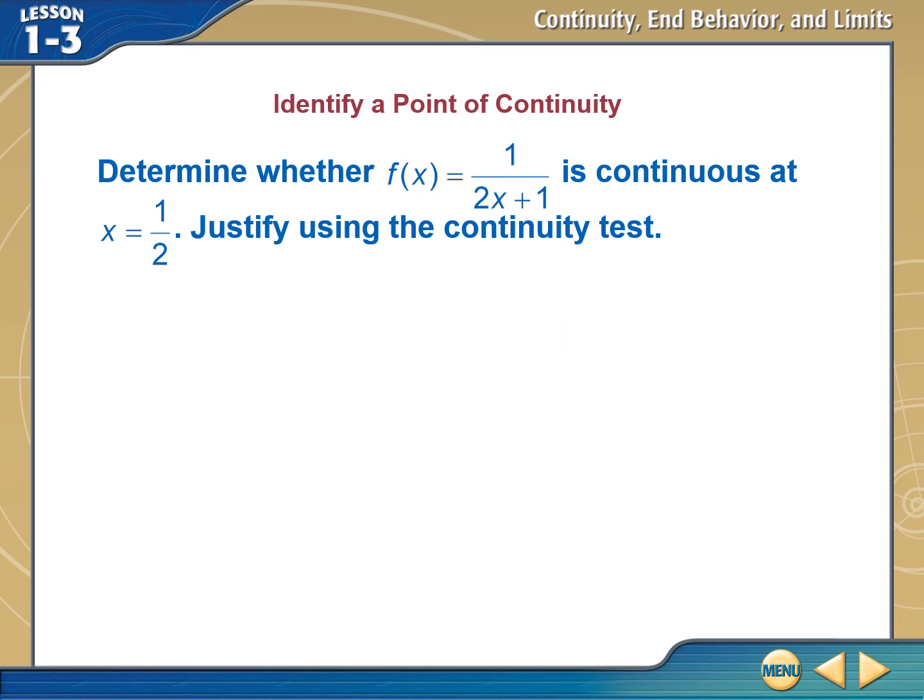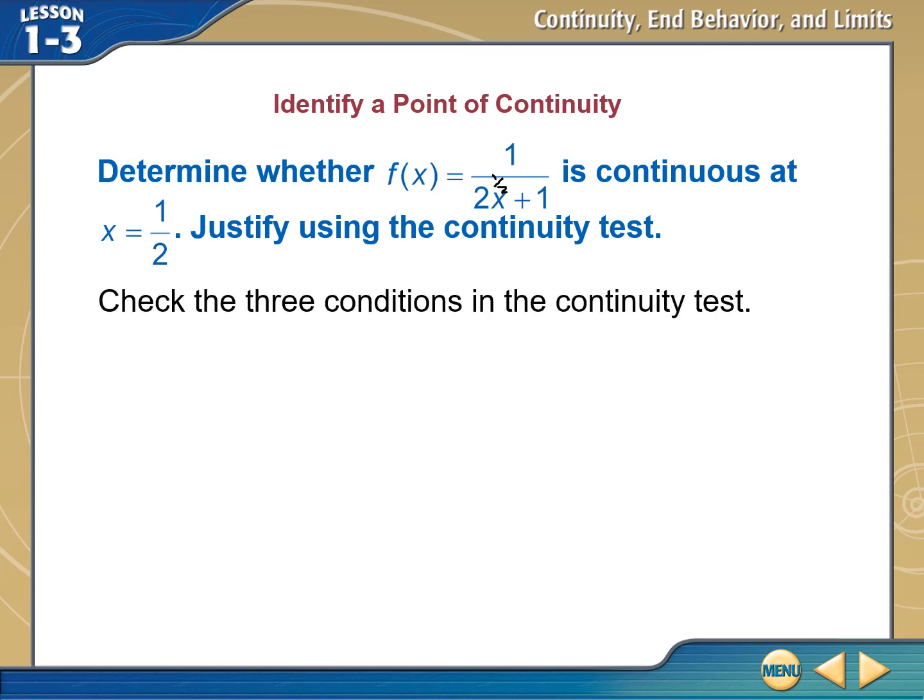I know in one step you can just substitute half over here and you will know that there's no problem. 2 times half is 1 and 1 plus 1 is 2. So the answer is half. As long as it's defined and you're going to get an answer, the function is continuous. But what are the tests that you will have to prove that it's continuous?